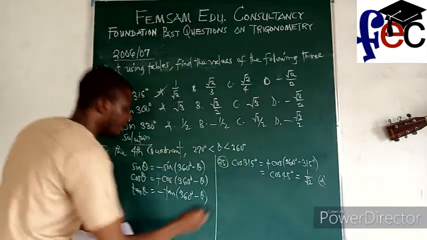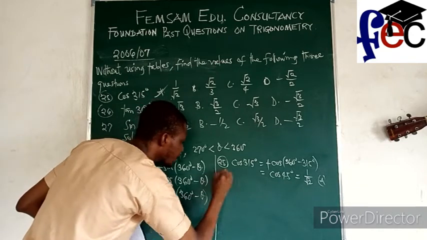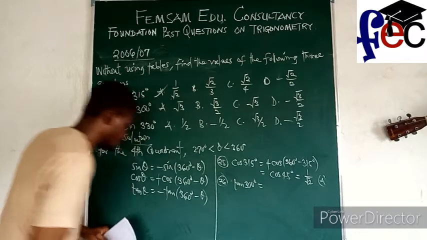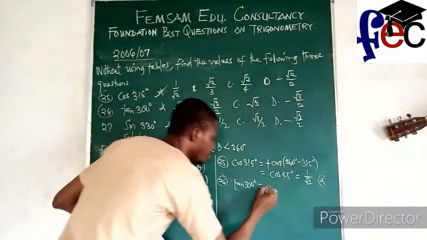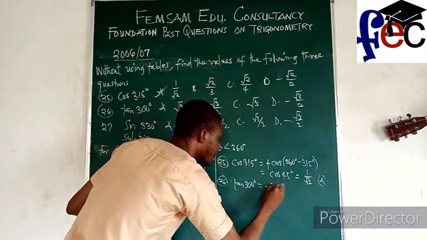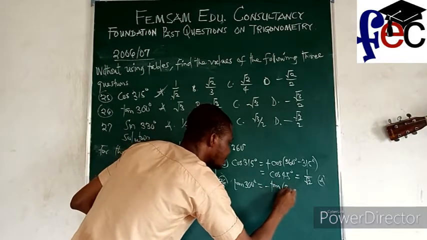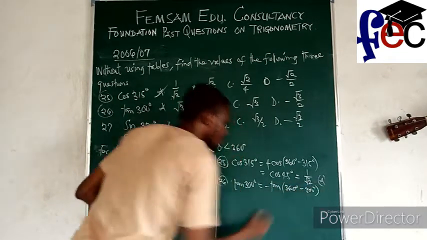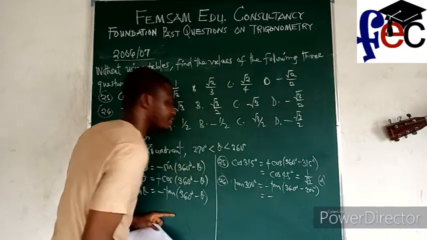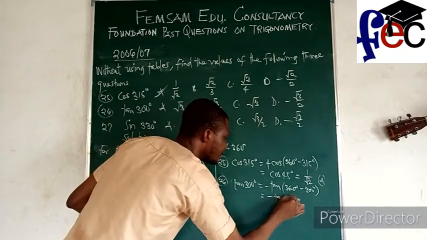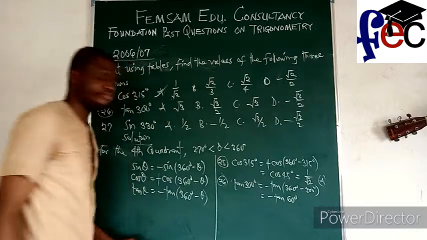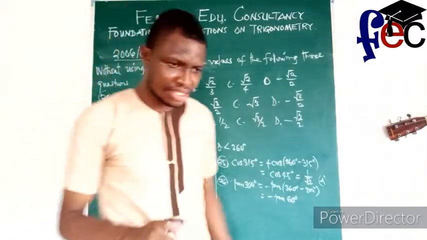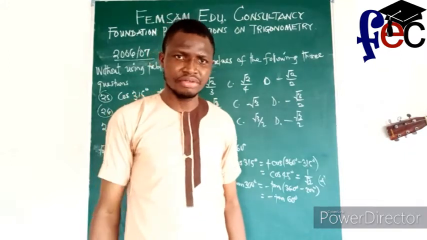For tan 300, that's question 26. Tan 300, what's that going to be? Negative tan 360 degree minus 300. What would that become? That's negative of what? Tan 60 degree. What is tan 60 degree? I do know that tan 60 degree is the same thing as root 3. That's all.